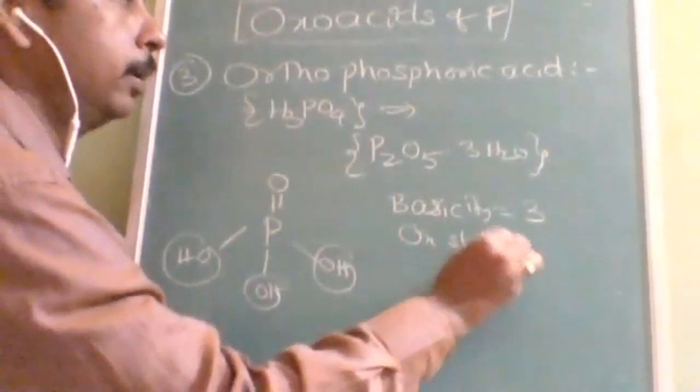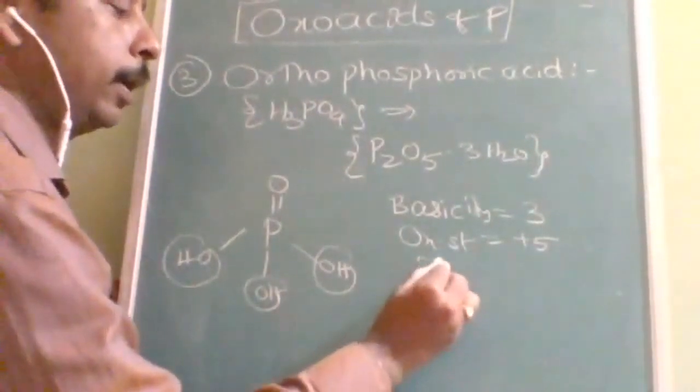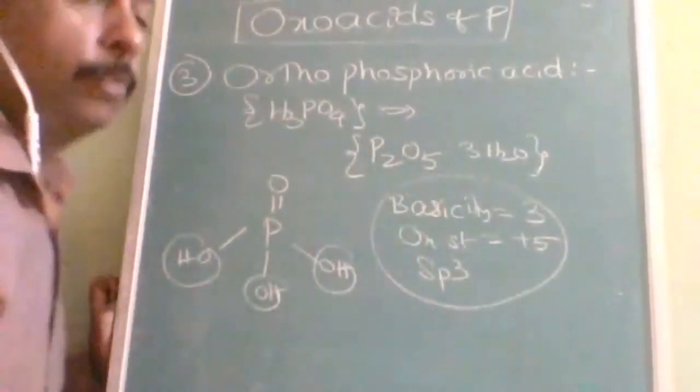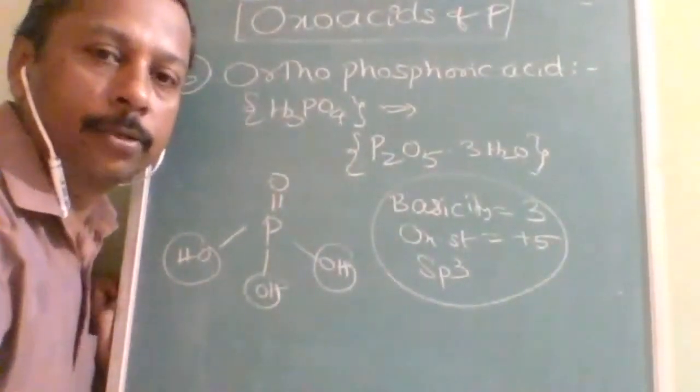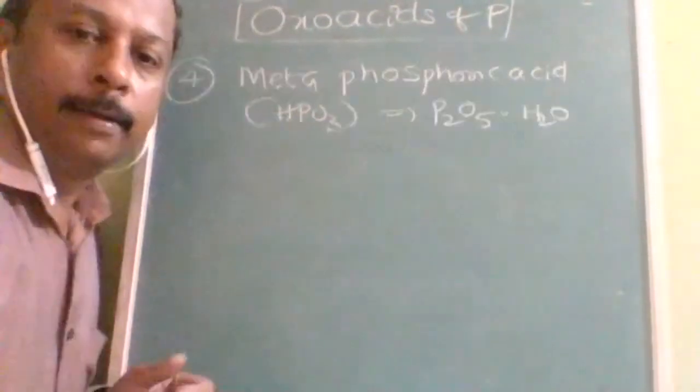Oxidation state. If you can find out, you will get how much? +5. Then hybridization is sp3. Okay. Orthophosphoric acid, I think it is understood now. Okay. Ready for next?